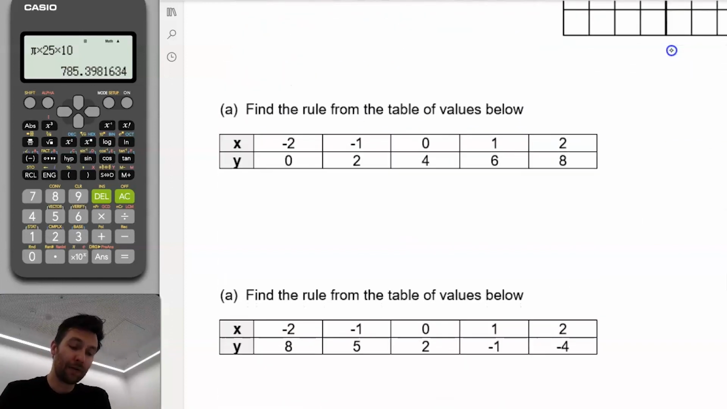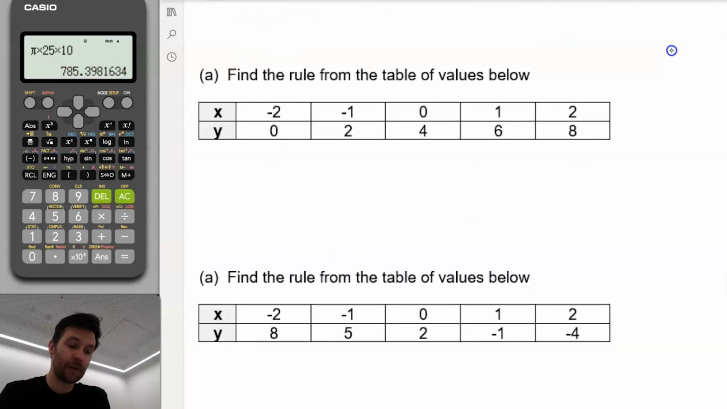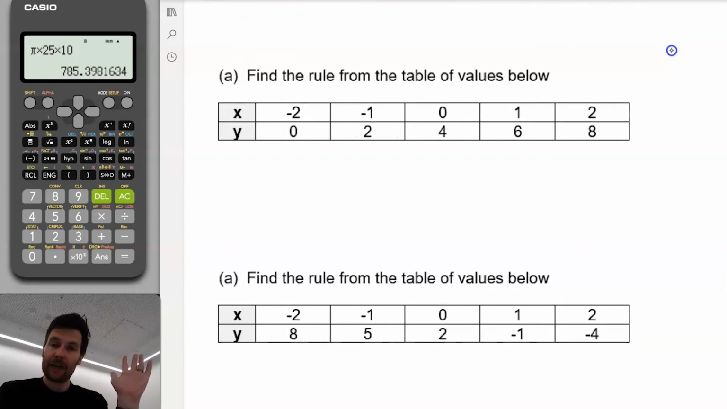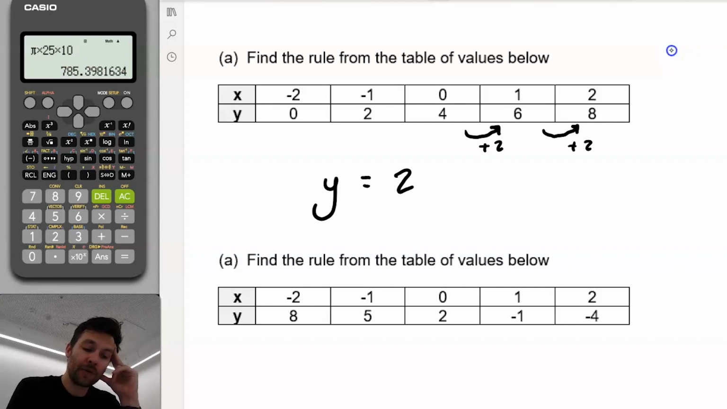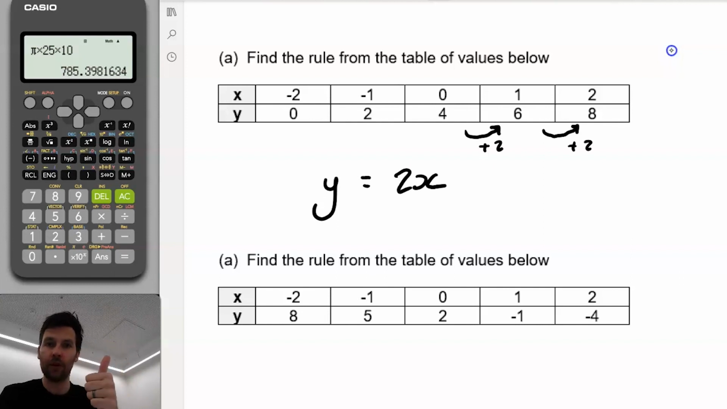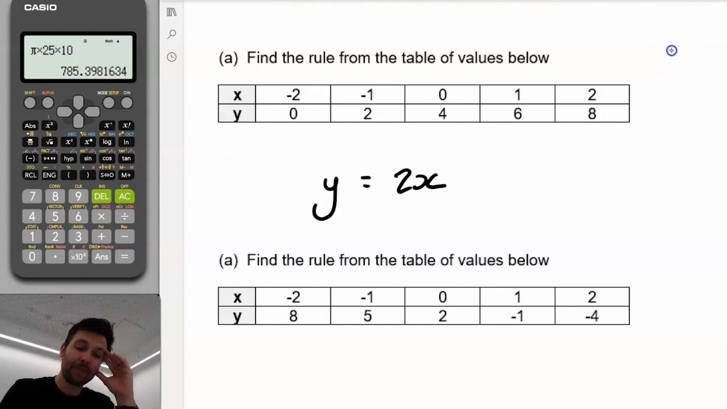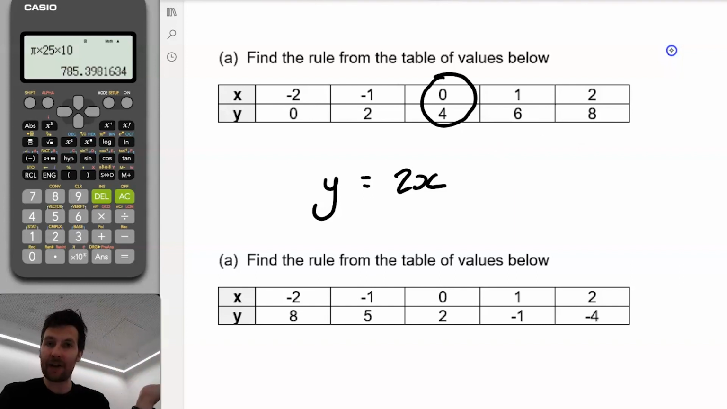Now, finding the rule from a table of values. Okay, let's think about the rules that we just did. We want to see how much it's increasing or decreasing by. So this one is going up by 2 each time. So we know it has to be something to do with y equals 2 times x. Cool. Now we also need to determine what we need to add or subtract to make the rule work. And again, the easiest place to do that is here at x equals 0. Because 2 times 0 is 0. What do I need to add on to make 4? I need to add on 4.